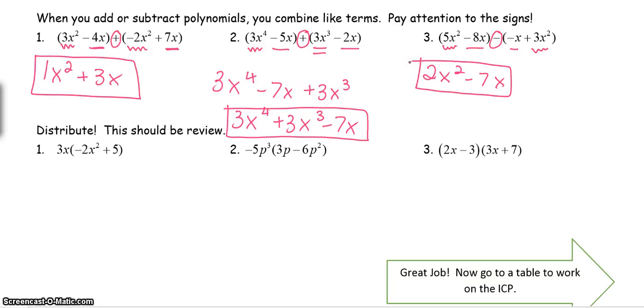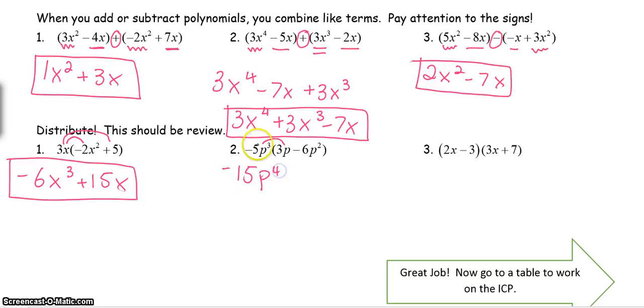Alright, then the last thing we have to go over is distributing. Again, this is something that should be familiar to you. So I'm going to multiply these two terms together. So that gives me negative 6x cubed. As a reminder, when you multiply with exponents, you add them. And then I've got 3x times 5, which gives me 15x. For the next one, I'm going to do the same thing. So I've got negative 15p to the fourth plus 30p to the fifth.